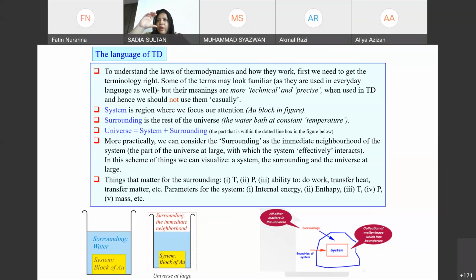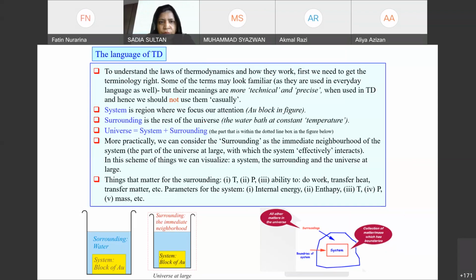Again, if you have a cup of tea on your table, you are going to watch, is it cold or hot? I want to see after how long it remains hot. So your system is your cup of tea, or cup of milk, or Milo, whatever. Because you are focusing on this cup, whether it is hot or cold or how long it remains hot, this is your system. Same, the block A is your system.